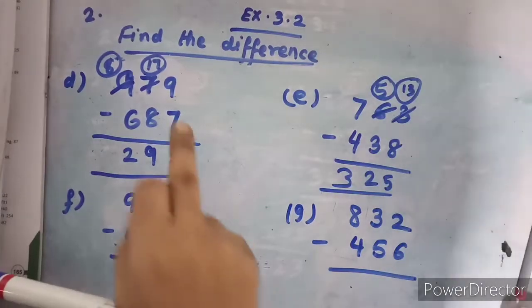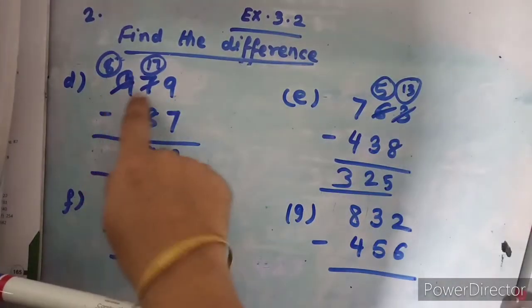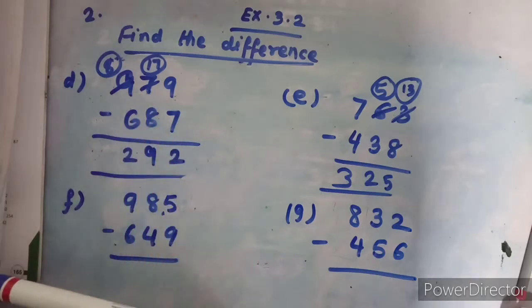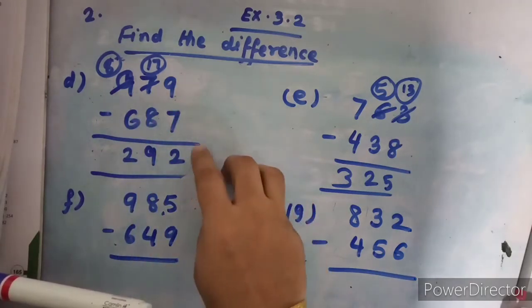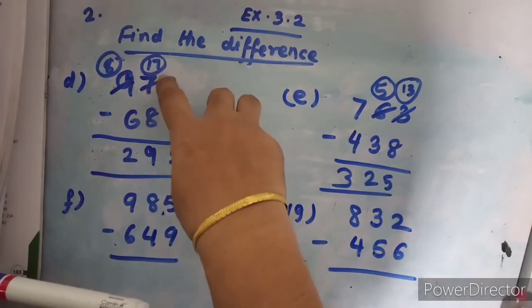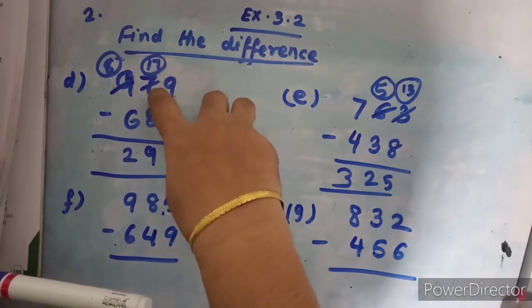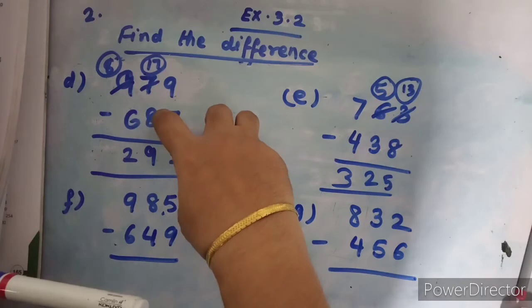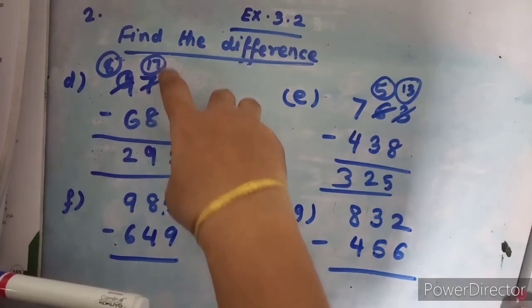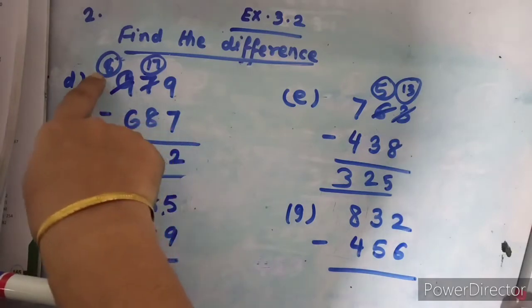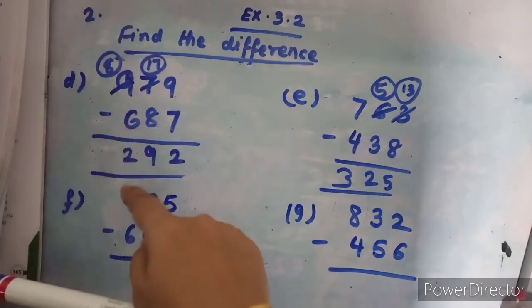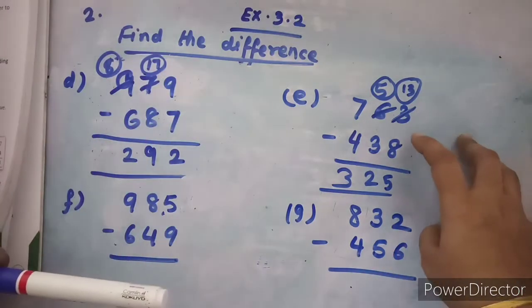Now come to your D problem, 979 minus 687. Now for the first one, 9 minus 7 is 2, and the second tens position you have to borrow, because here 7 minus 8 is there. That is why 17 minus 8 is your 9. Here also you get 8. 8 minus 6 is 2. Now go for next problem.